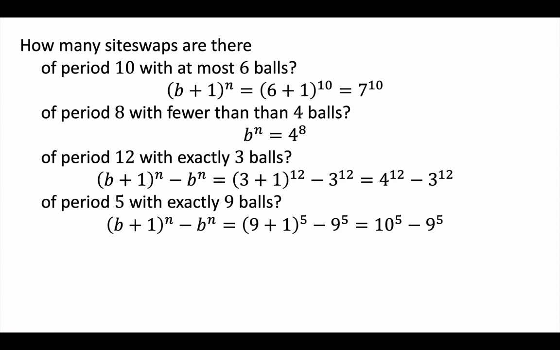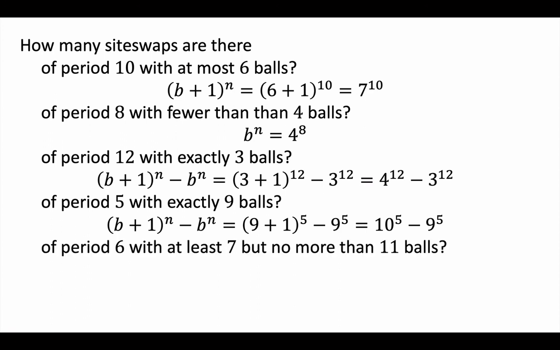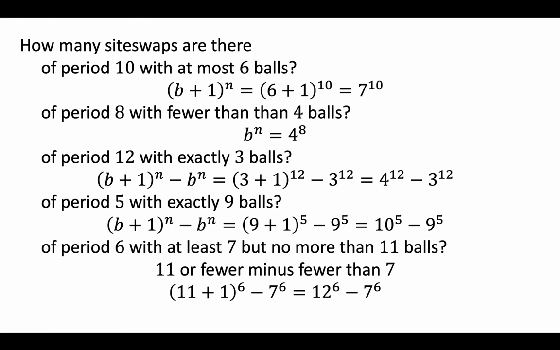And for the strangest example of all, what if we want it to be period 6, but we have at least 7 balls, but no more than 11 balls? Well, that's kind of strange. So we want 11 or fewer, at most 11, so we'll use the B plus 1 to the nth formula with B equal to 11, but we want to exclude those that have fewer than 7. So we use the B to the nth formula when B is equal to 7. 11 or fewer minus fewer than 7. So it's going to be 11 plus 1 to the 6th minus 7 to the 6th, or 12 to the 6th minus 7 to the 6th.